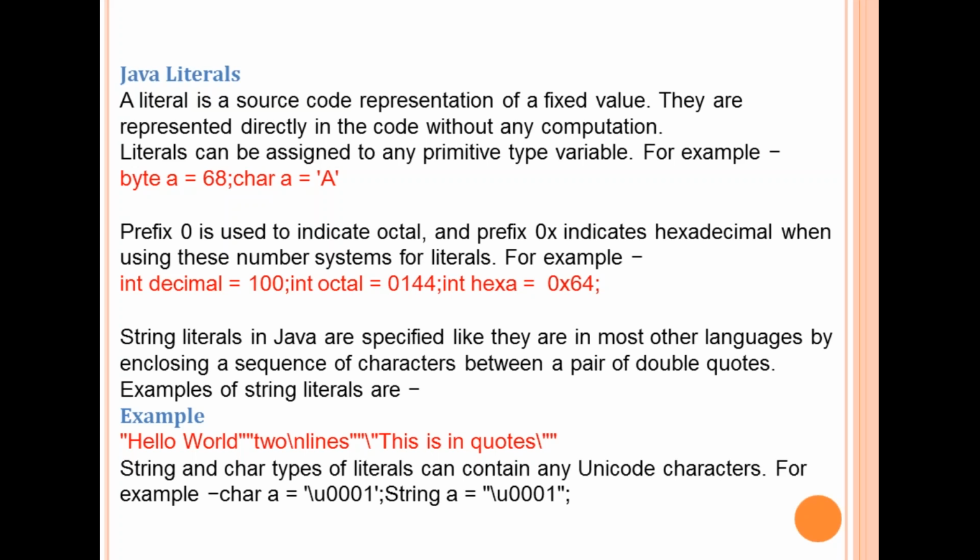String literals in Java are specified like they are in most other languages by enclosing a sequence of characters between a pair of double quotes. Examples of string literals are "Hello World", "two\nlines", "\"This is in quotes\"", etc. String and char types of literals can contain any Unicode characters. For example, char a equals '\u0001', string a equals "\u0001".